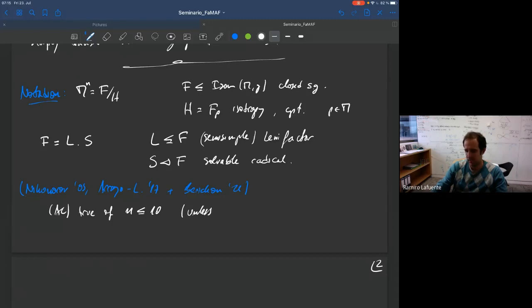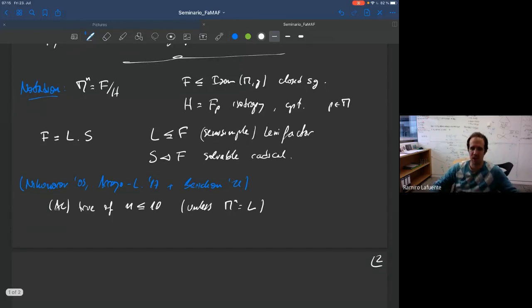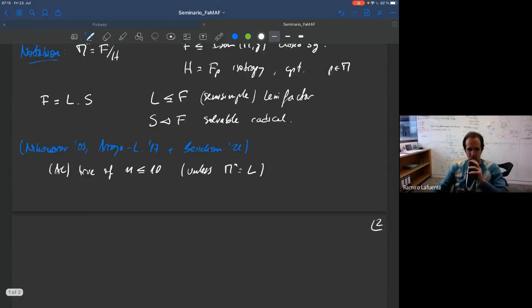Let me say, unless M is a semi-simple Lie group and the isotropy is trivial. I think there's one other exception, but just to give you an idea that these are the harder cases, so to speak.